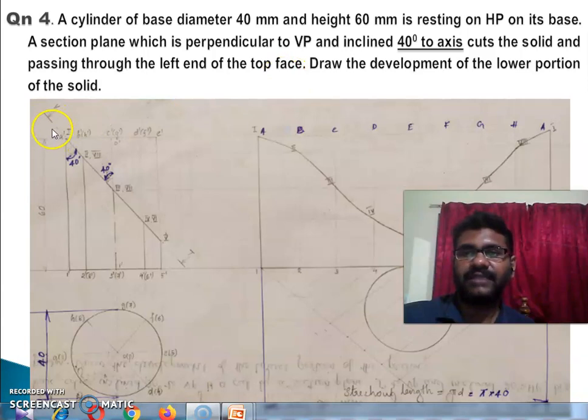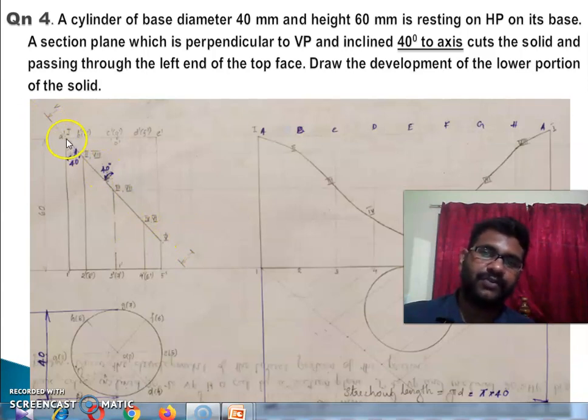So here the left end is A and 1A, and the point which lies at the top end is point A. So the section plane must pass through the point A, and it should be inclined 40 degrees to the axis. So you can draw the section plane inclined to the line 1A, because the line 1A is parallel to the axis. You take this angle equal to 40 degrees. So automatically the section plane becomes 40 degrees inclined to the axis. Draw the section plane and mark the section points.